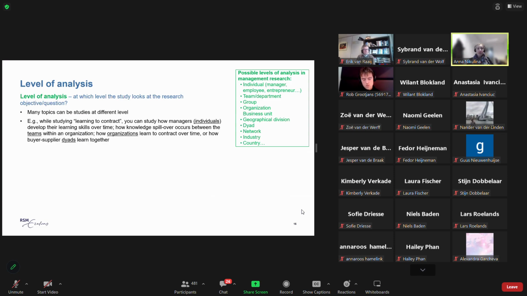For example, the study of learning to contract, which I think you have as a topic in the Van Esten Puranam article, which is not for today, but they study how companies learn to contract. You can really look at how individuals develop their learning skills. You can ask the question about how spillover of knowledge happens between the teams, how organizations learn, how buyer-supplier dyads learn together. You can even look into how a network or supply chain learns together about something. Yeah, topics can be really studied, as I said, at multiple levels.